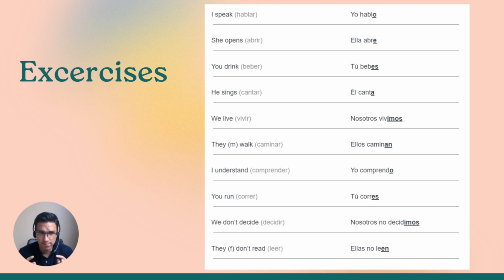Okay, so here we have some negative sentences. If you want to express a negative sentence, you have to place the word no directly before the verb. Okay? So, ellas no leen, nosotros no decidimos, tú no corres, yo no comprendo, ellos no caminan.